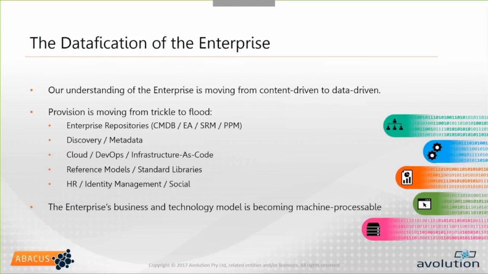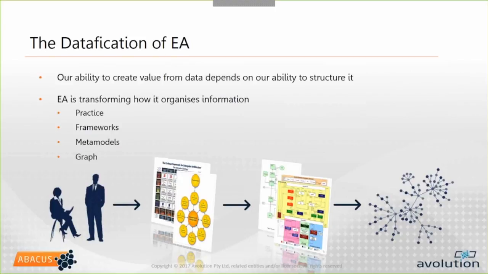And finally, from the organizational point of view, we have things like HR systems, identity management systems, and even social networks like LinkedIn that give you a view of the people in the architecture domain. So the bottom line really is that the enterprise's business and technology model is increasingly becoming machine processable.